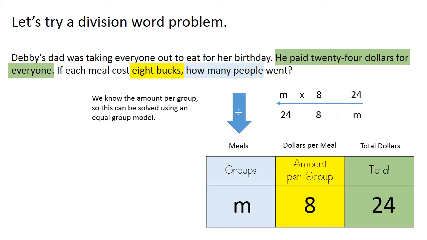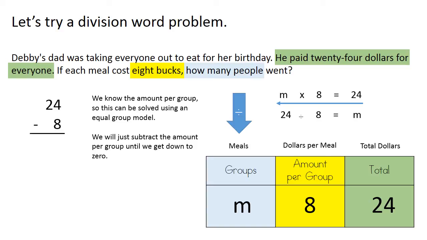We know the amount per group, so this can be solved using an equal group model. We will just subtract the amount per group until we get down to 0. 24 minus 8 is 16. Minus 8 is 8. Minus 8 is 0. We have 3 groups of 8, so M equals 3.